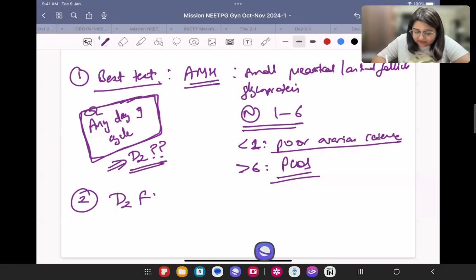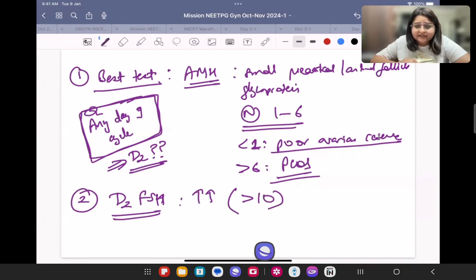Day 2 FSH. What's going to happen to the day 2 FSH? A high day 2 FSH is a sign of poor ovarian reserve. Okay, so a day 2 FSH more than 10 is a sign of poor ovarian reserve. Another test we can do is a day 2 estradiol. So, on day 2, you expect the estrogen levels to be very, very low.